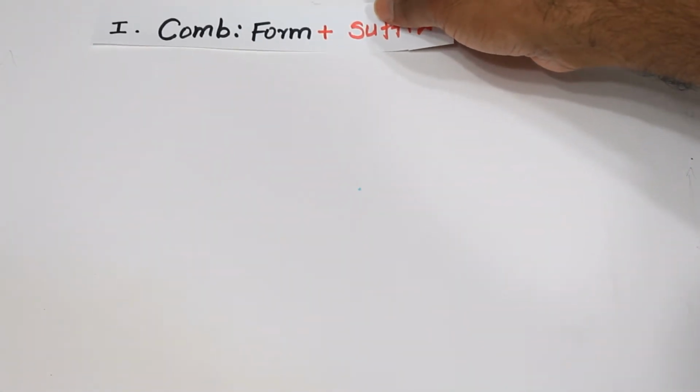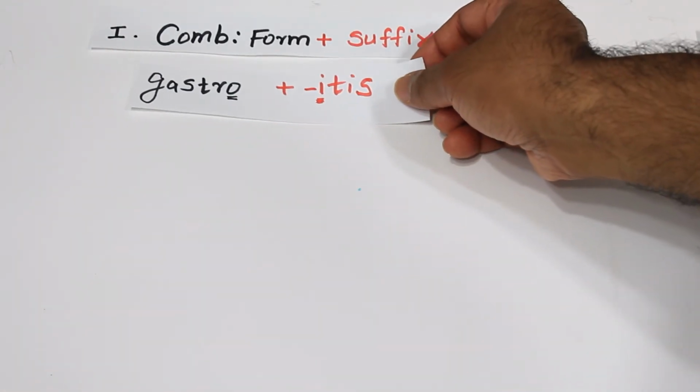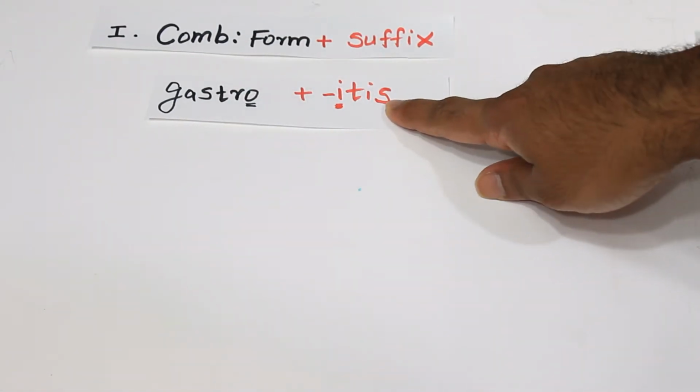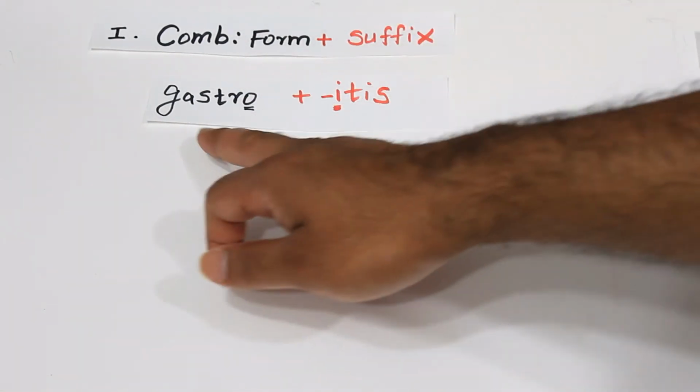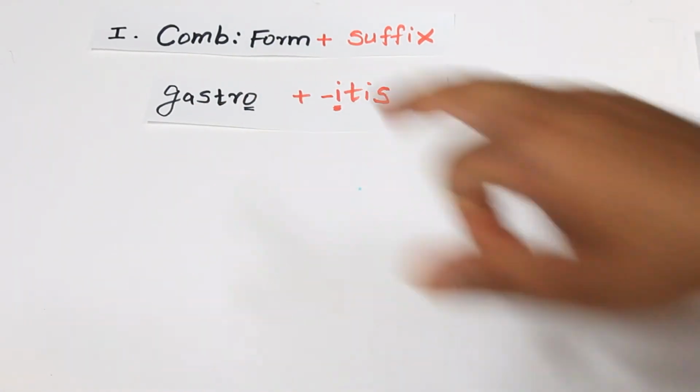First example is combining form added with a suffix. So what happened? Combining form and suffix. This is the example for combining form and this is the example for suffix: gastro and itis. Then what happened?